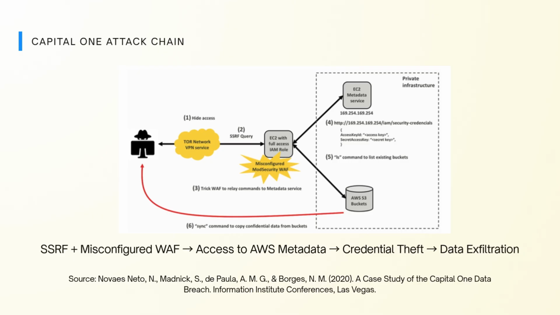Each stage depended entirely on the one before it. Without the SSRF, the WAF misconfiguration would not have been reachable, and without the exposed credentials, the S3 buckets would not have been accessible at all. The incident ultimately affected approximately 106 million individuals, making it one of the most significant breaches tied to a single technical weakness in recent years.